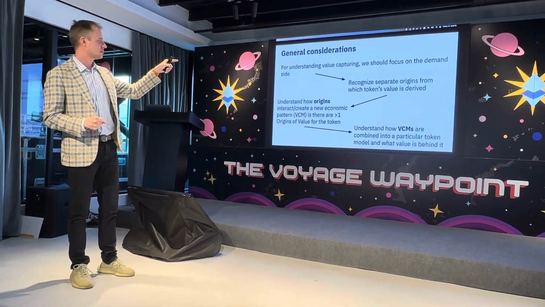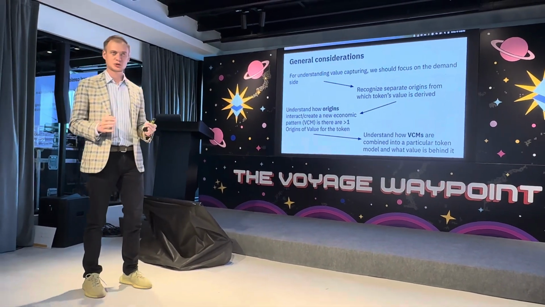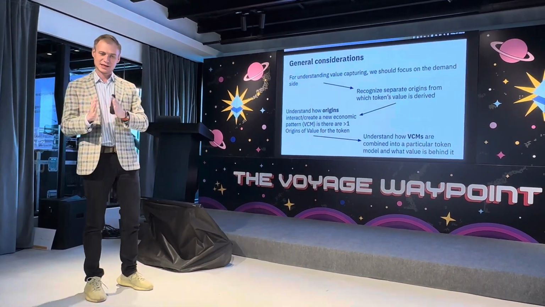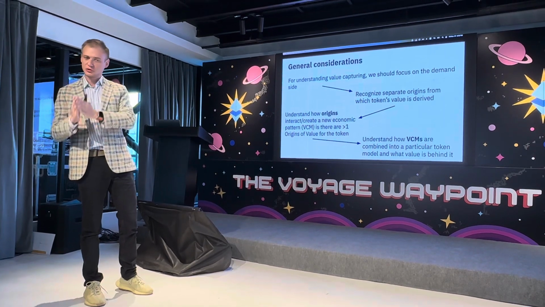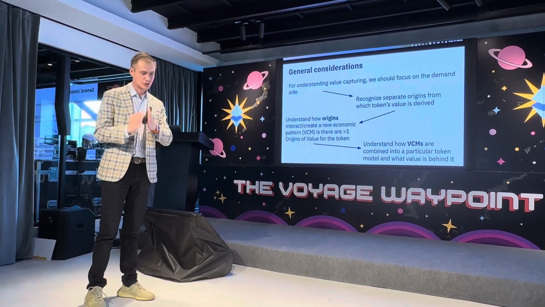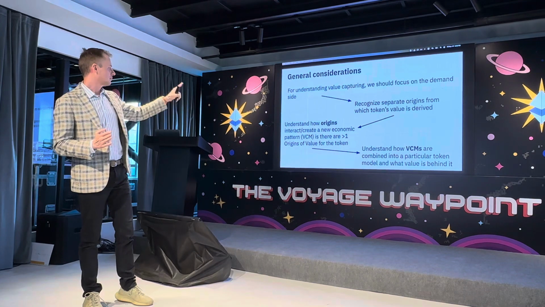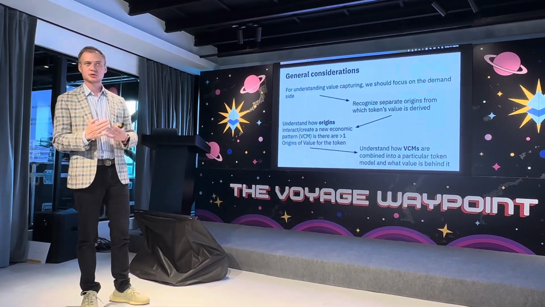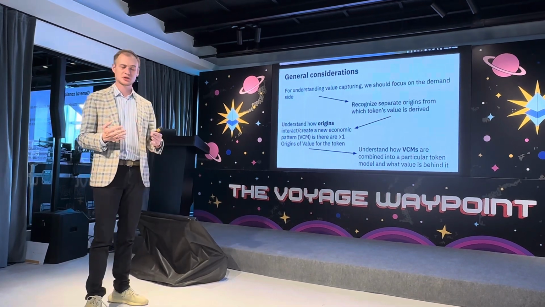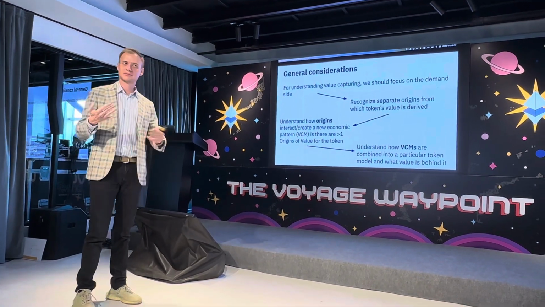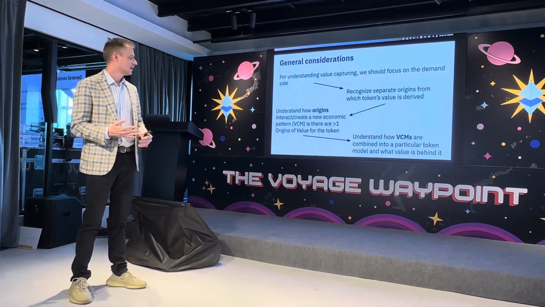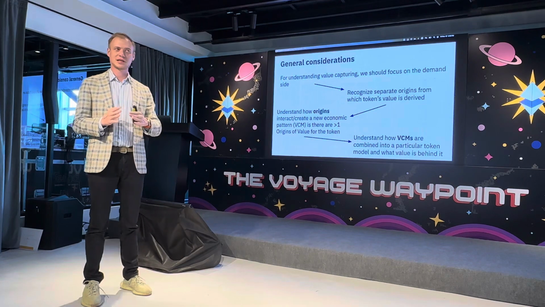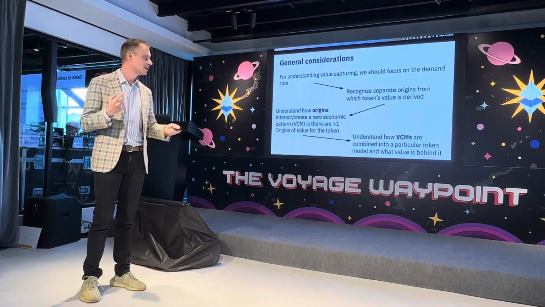So to get this done, we need to separate these origins of value, to put them aside from each other to understand, okay, this is, for example, the cash flow, this is governance value, this is something else. So to see the whole picture there. When we understand all the origins of value, we need to understand how they are combined, what the combinations are, how it works, because different combinations can work differently, right? It's like a chemical mixture, different ingredients, different results. And after that, we need to understand how these value capturing mechanisms are combined into the token model, because there can be different value capturing mechanisms in one token.